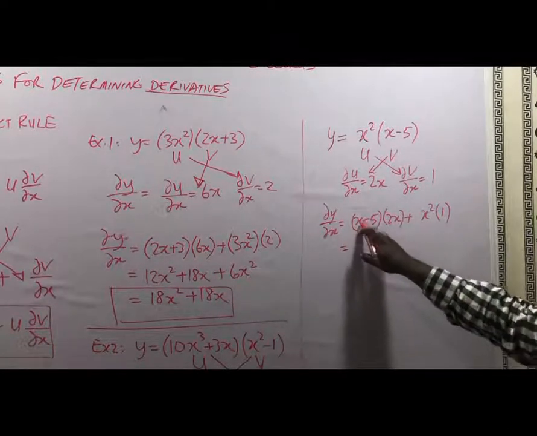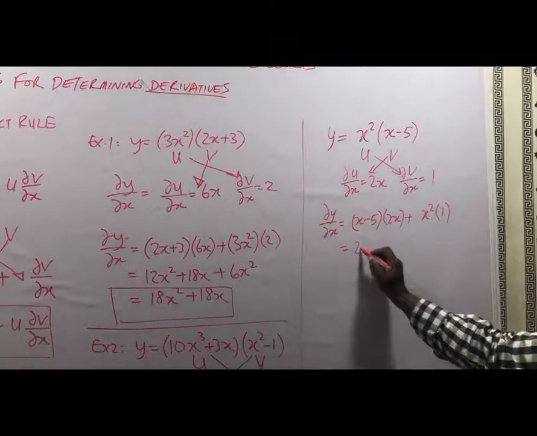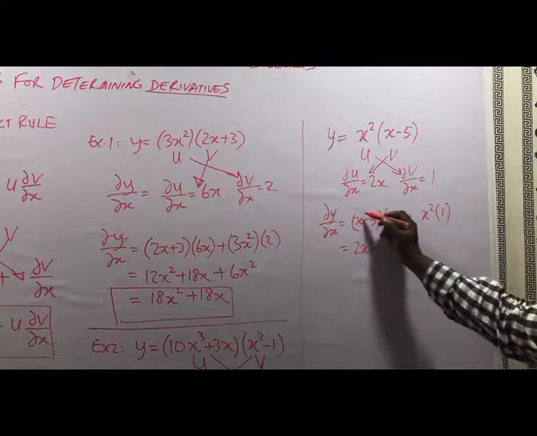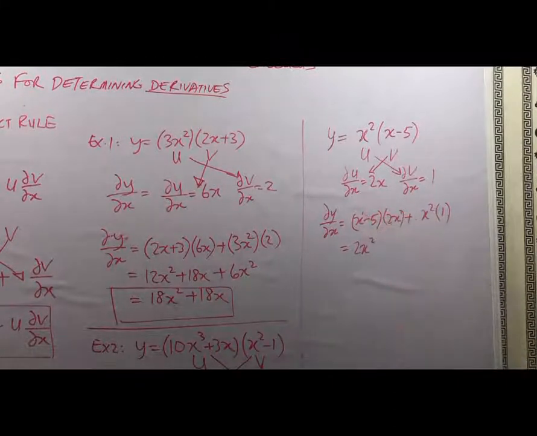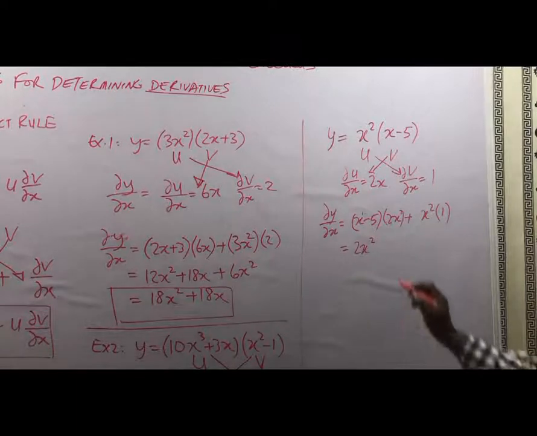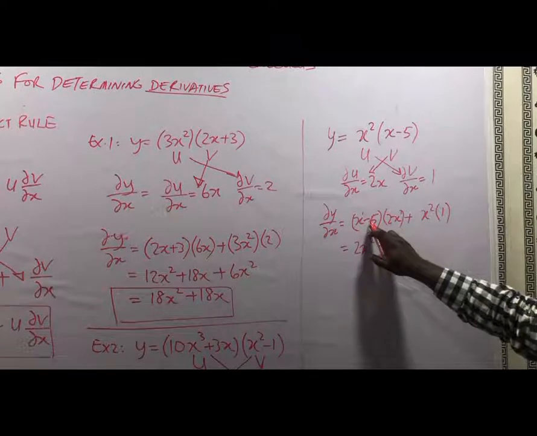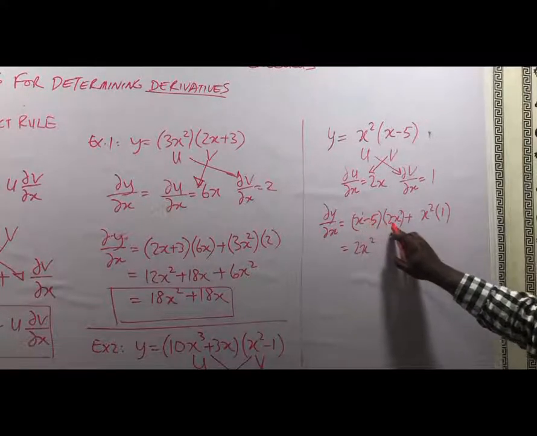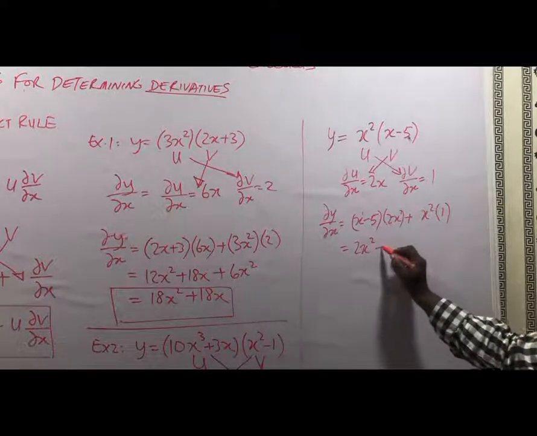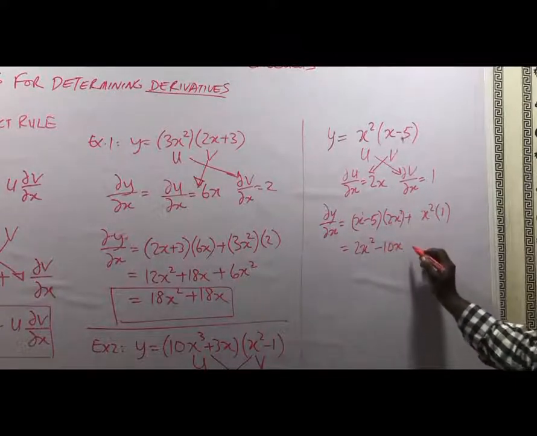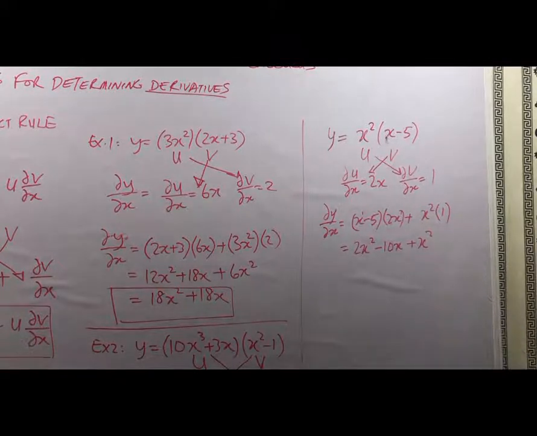So let's multiply x times 2x. That will give us 2x raised to the power 2. This is 1 here and this is 1 here. So if you add the power when you're multiplying according to the laws of indices, this leaves you with 2x raised to the power 2. Now we also have minus 5 times 2x. That leaves us with minus 10x, plus x squared times 1 leaves us with x raised to the power 2.